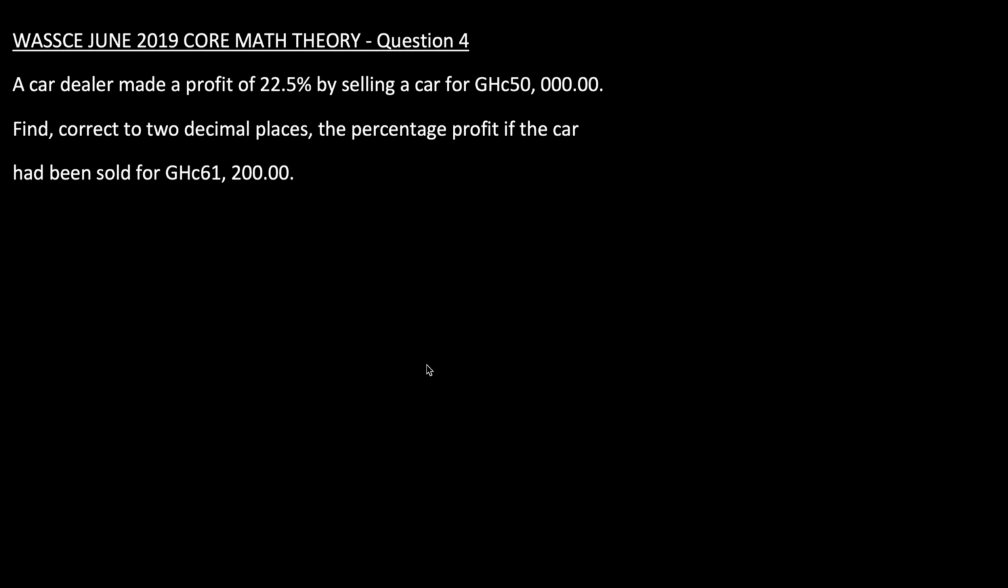So in today's video, we'll be solving question 4 of the 2019 WASSCE Commerce Theory questions. Question 4. A car dealer made a profit of 22.5% by selling a car for 58,000 Ghana cedis. Find, correct to two decimal places, the percentage profit if the car had been sold for 61,200 Ghana cedis. So let's move on to the solution for question 4.